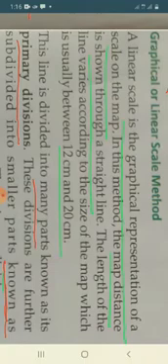Third type of scale, graphical or linear scale method. A linear scale is the graphical representation of a scale on the map. The map distance is shown through a straight line in this method. The length of the map line varies according to the size of the map. This line is divided into many parts known as its primary divisions. These primary divisions are further subdivided into smaller parts known as secondary divisions.